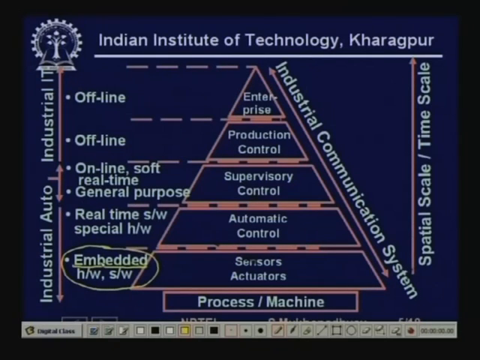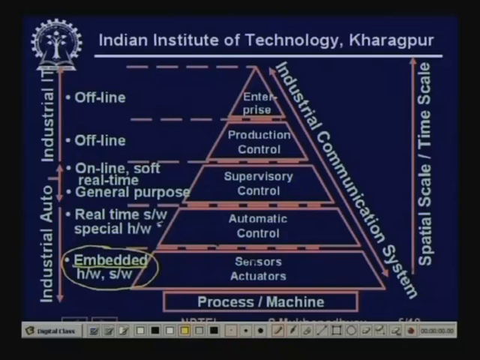When you go to the automatic control level, in many cases it is a separate hardware. It is not embedded into the process, into the machine. It is a tangibly separate piece of hardware, which runs real time software. The software is generally generic. It is not very special purpose, but often it runs on special purpose hardware, like PLCs, industrial PCs, or some DSP processors. The algorithms are generally generic, like a PID control. PID control is a very generic control algorithm which is used for a number of process control applications.